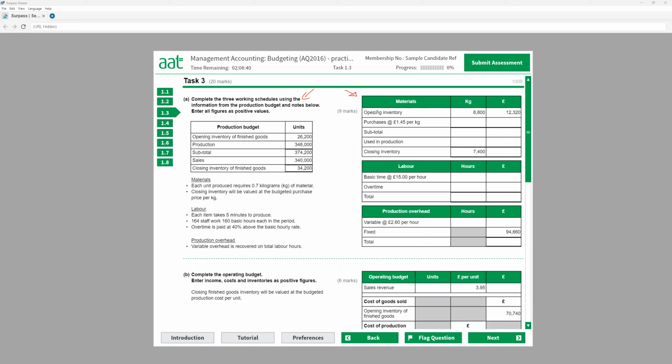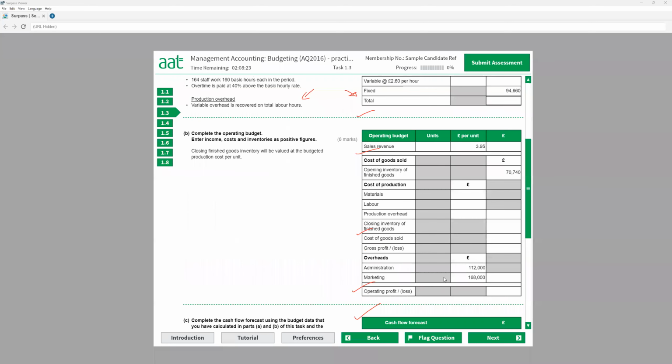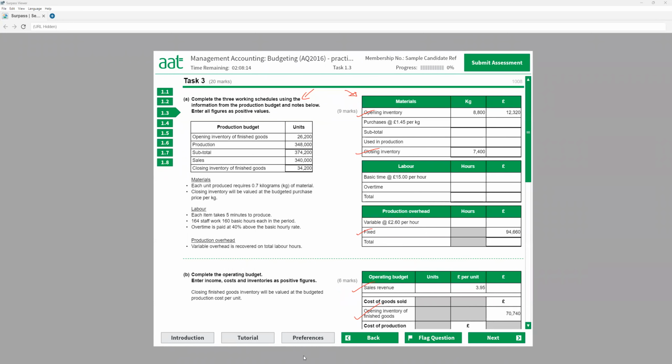For example, the opening inventory is already given. The closing inventory is already given. The fixed overhead is already given. Selling price per unit is already given. Opening inventory value is already given. Also, we have some overhead for admin and marketing, which is also provided. Now, some information will be missing, and we have to find it out by using some technique. This additional information will help us to find that.